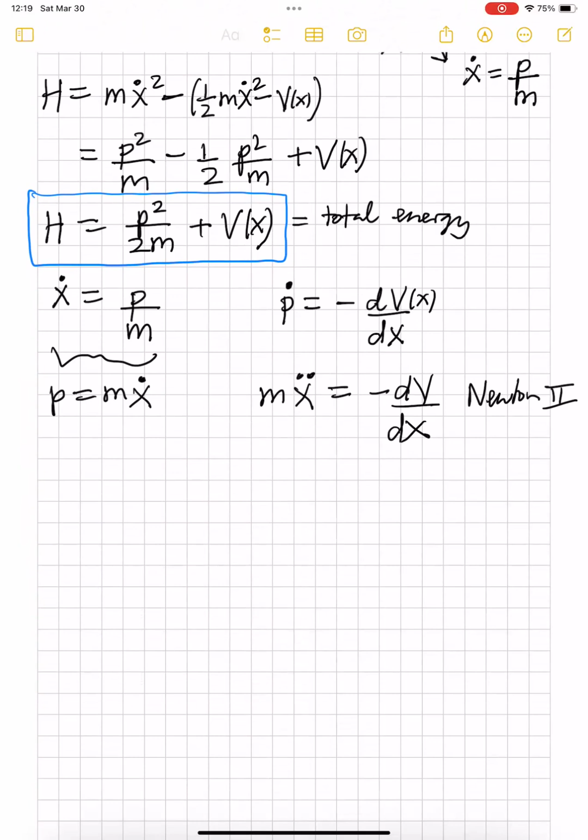So you might ask, what is the Hamiltonian formulation good for?